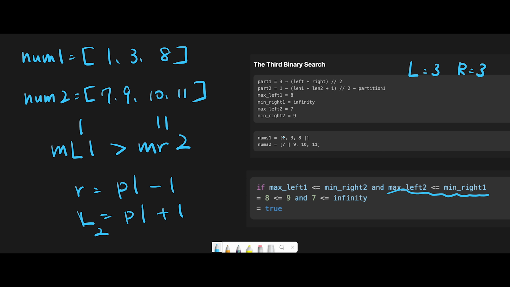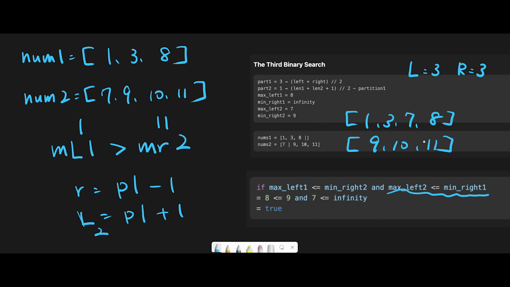So in this case, the left side is 1, 3, 7, 8, and the right part is 9, 10, 11. So we can create these two arrays. If we merge them, we will get 1, 3, 7, 8, 9, 10, 11. So it's sorted, right? We've finally found the correct partition point where the merged array would be sorted.